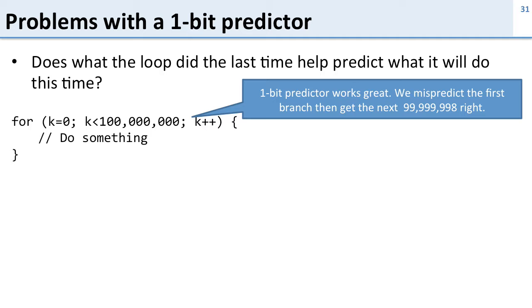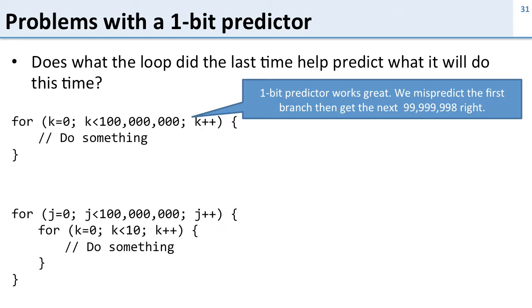But for 99,999,998 iterations, we're going to get it right. So in this case, the dynamic branch predictor that learns what you did last time is going to work excellently. How about this code here? This is slightly more complicated code. Here we've got 2 loops. We're going around 100 million times for j, and then we've got a loop for k in the middle, which is going around 10 times.